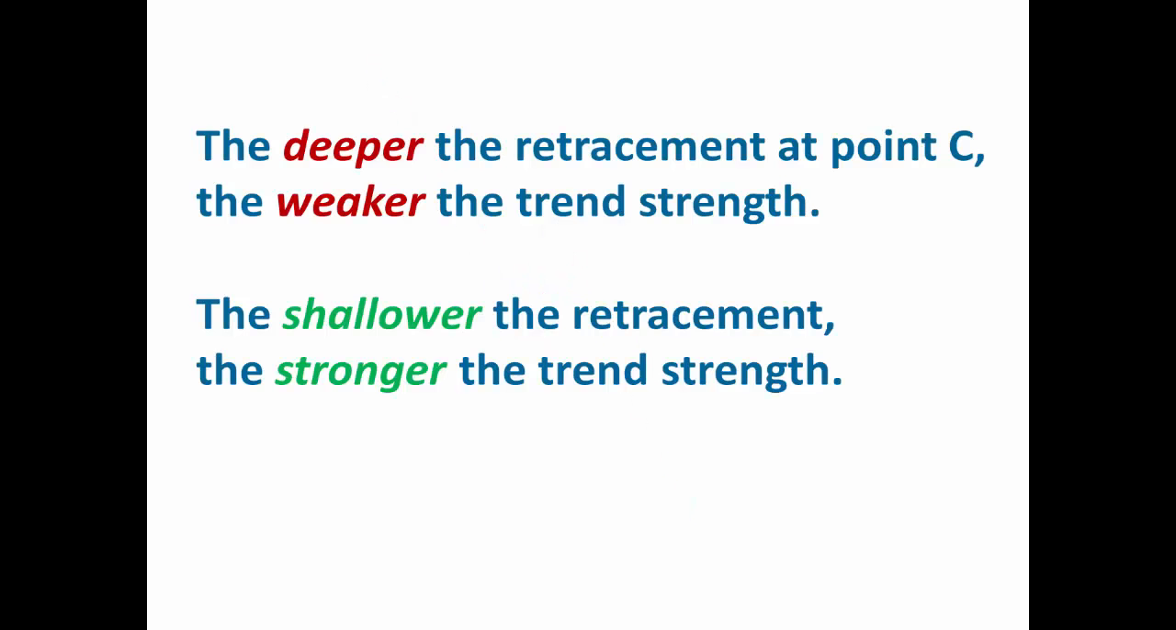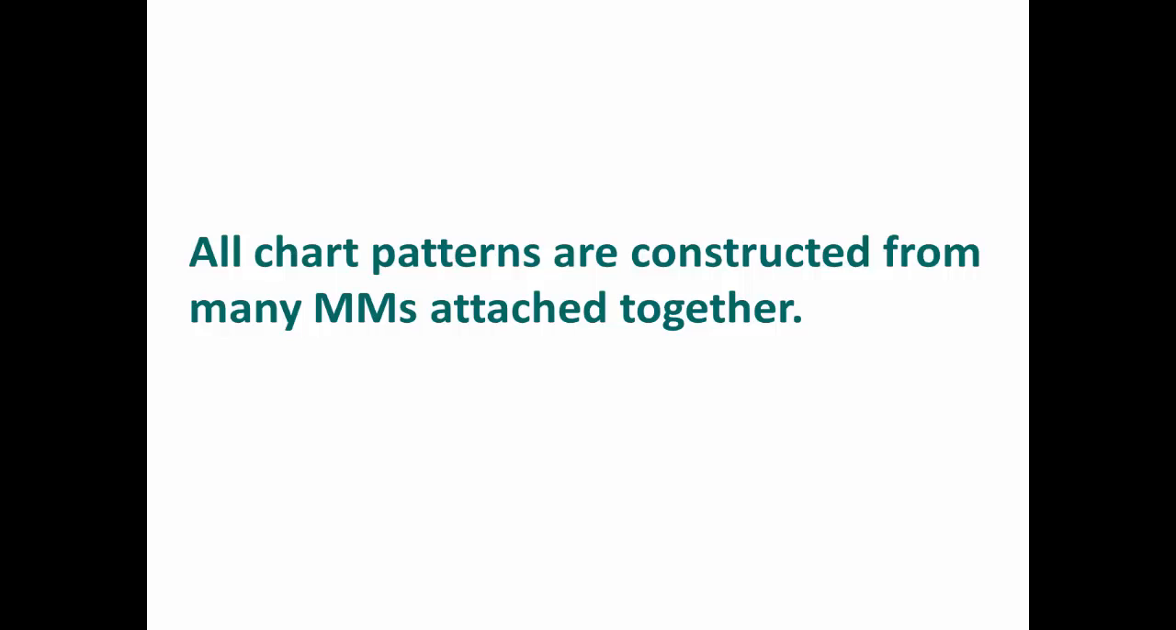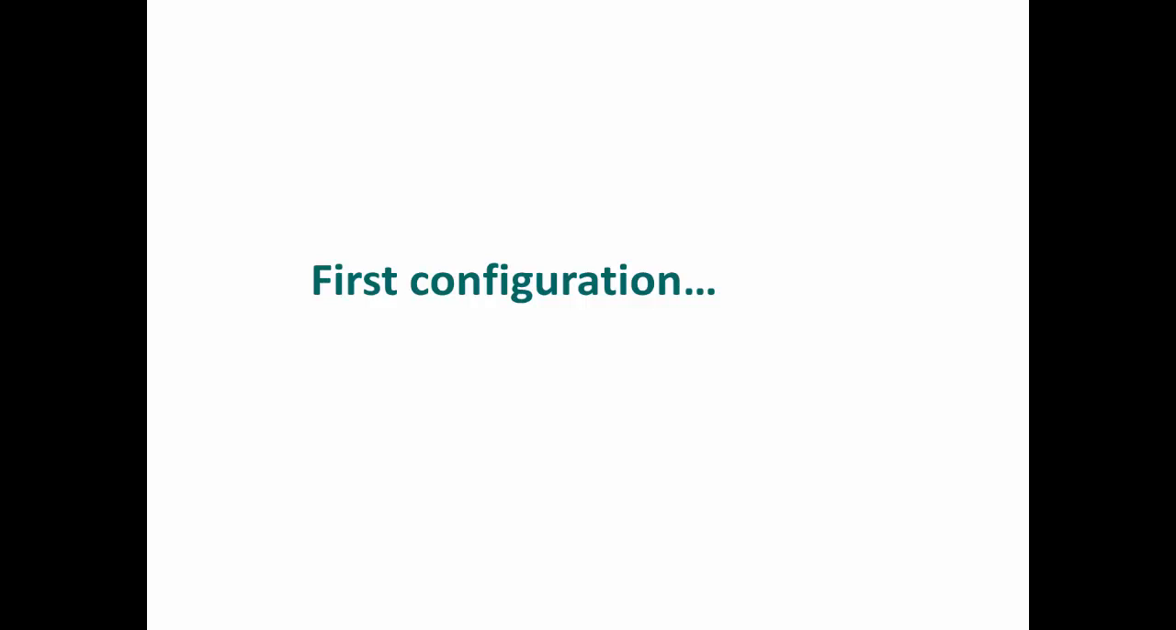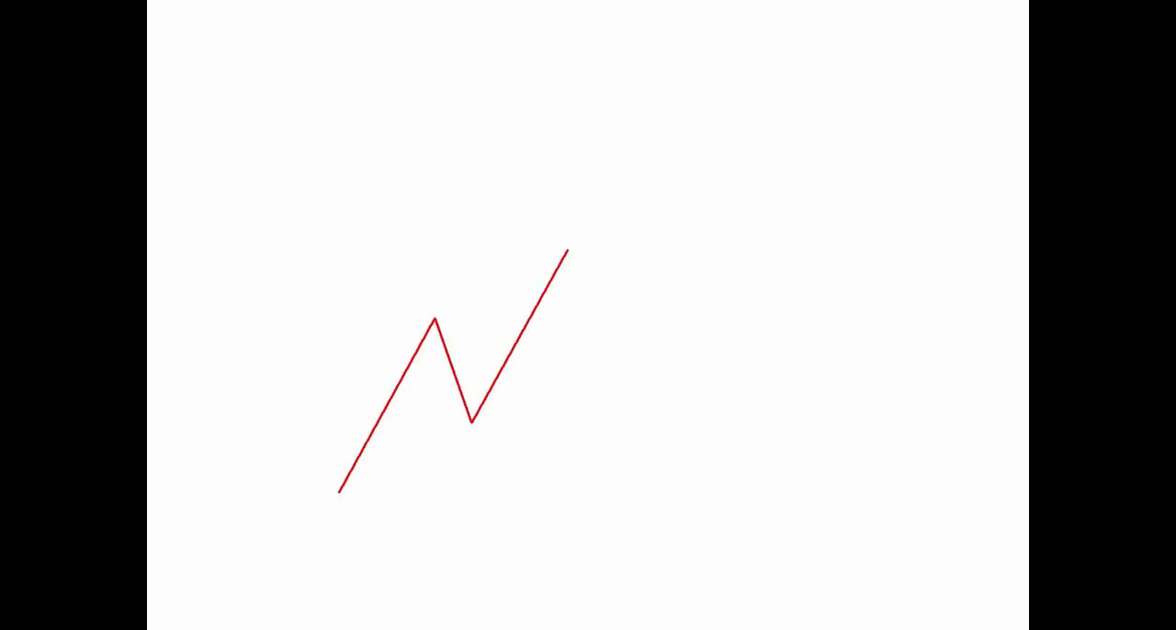So what we can say is this: the deeper the retracement at point C, the weaker the trend strength. The shallower the retracement at point C, the stronger the trend strength. All chart patterns are constructed from many measure moves attached together. Let's look at the first configuration. Here we have a bullish measure move. Now, this CD leg will start another measure move. Here we have the blue measure move following the red one.